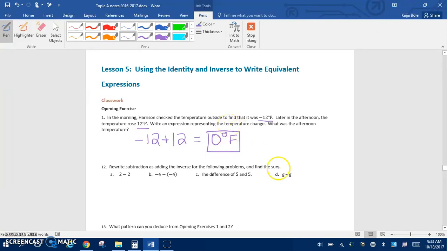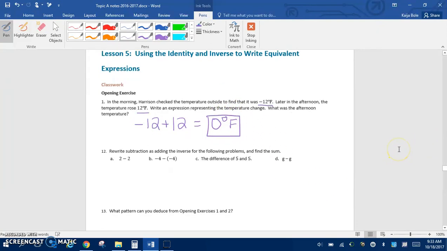Alright, so down here, where it says number 12, it says rewrite subtraction as adding the inverse, for the following problems and find the sum. Okay, so we are using that inverse now. So we're going to rewrite this as 2 plus a negative 2. And 2 plus a negative 2 gives us just 0, right? So for part B, we'll rewrite it as negative 4. We have a double negative here, so we just add 4. We know negative 4 plus 4 gives us 0.